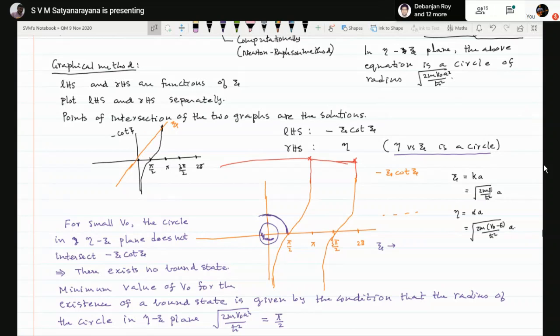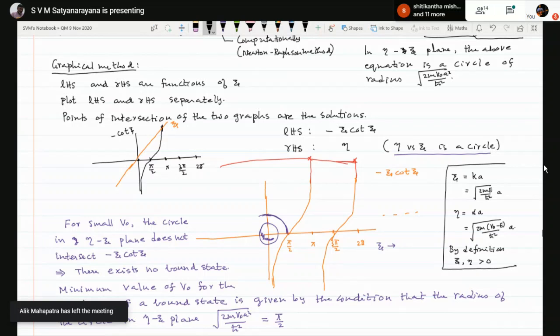Okay. So in this particular case, by definition, your xi and eta are greater than 0. Even though I have drawn this like this, physically only the first quadrant is relevant for us. So we have to only consider the intersections that happen in xi greater than 0 and eta greater than 0. Okay. So only this first quadrant is physically relevant.